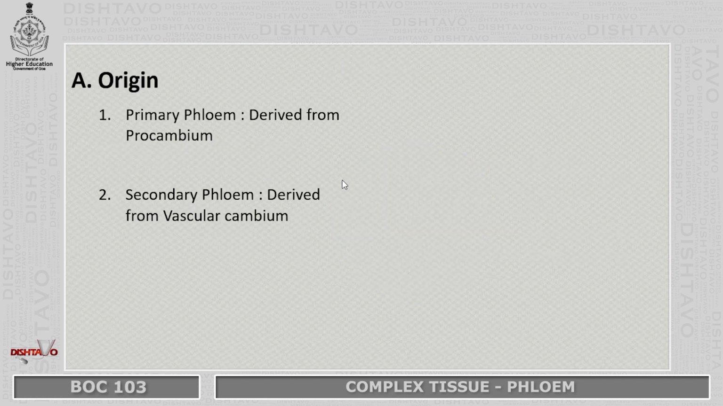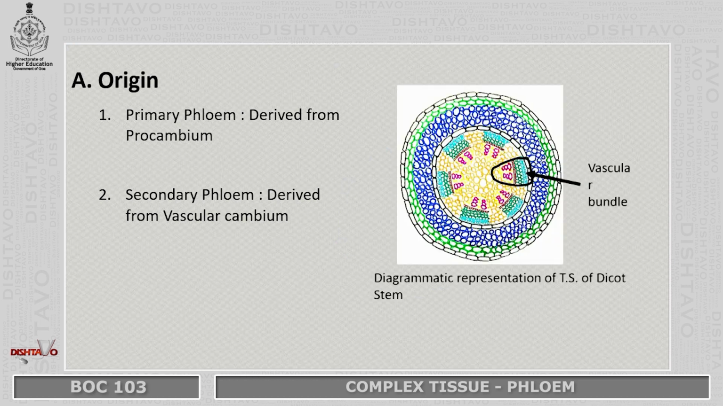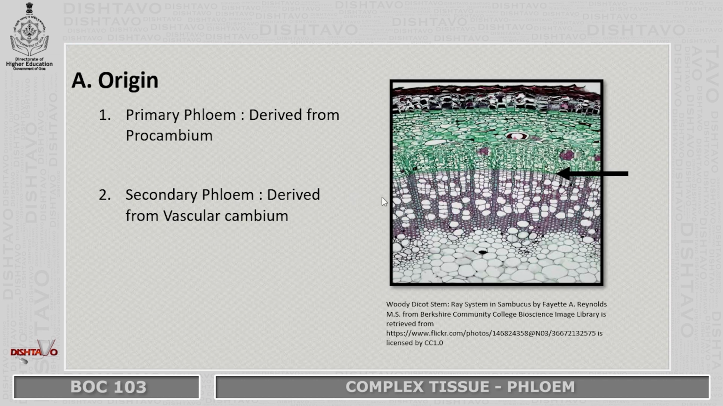Now when you study phloem, you will come across primary phloem and secondary phloem. The primary phloem is derived from procambium and secondary phloem is derived from the vascular cambium. This is the vascular cambium and the cells over here are the secondary phloem which are derived from the cambium.